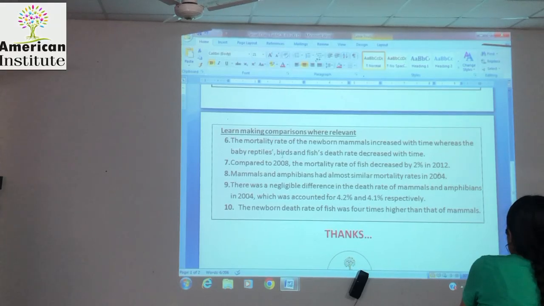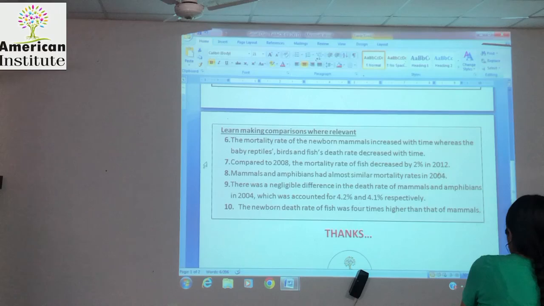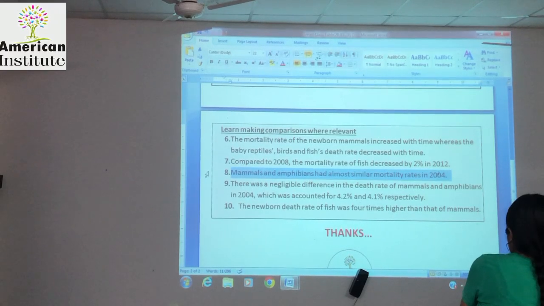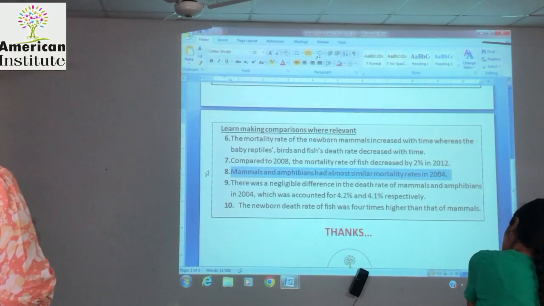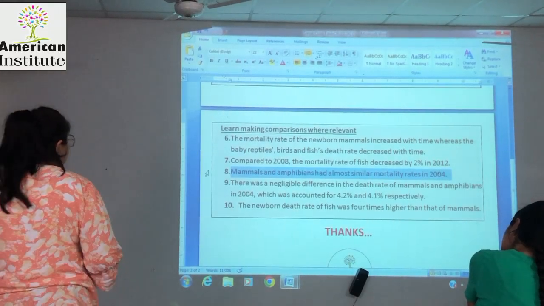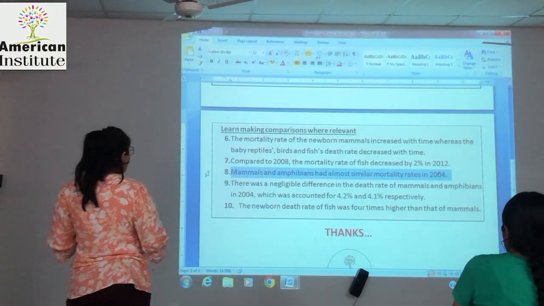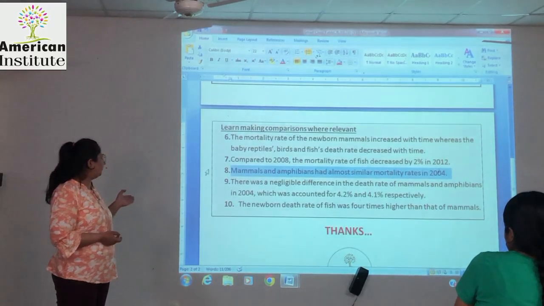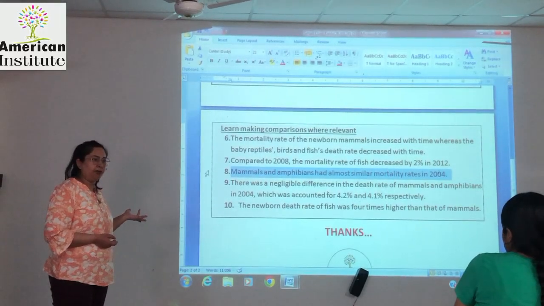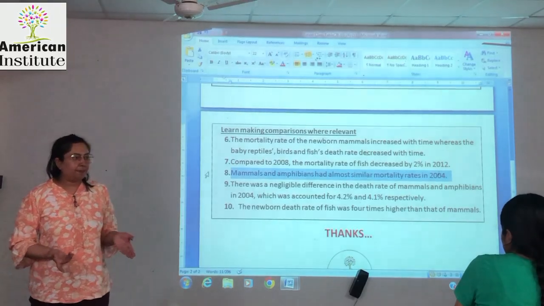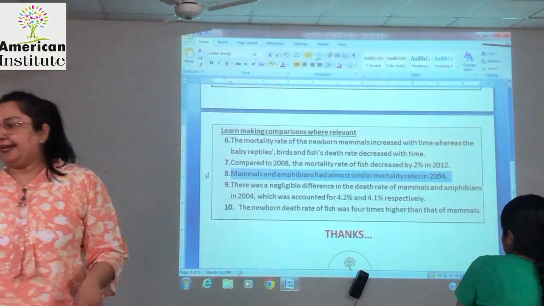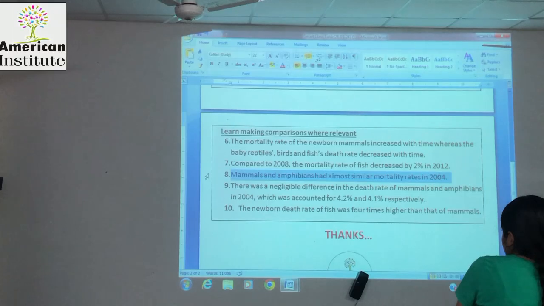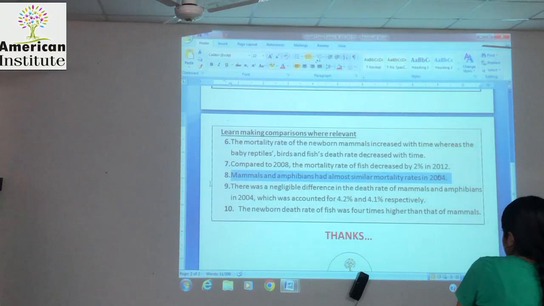Look at the first way, 8th number. Mammals and amphibians had almost similar mortality rates in 2004 as mammals had 4.1 and amphibians had 4.2. So almost same, na. Okay, the second sentence formation you can write like this, look at the 9th sentence.